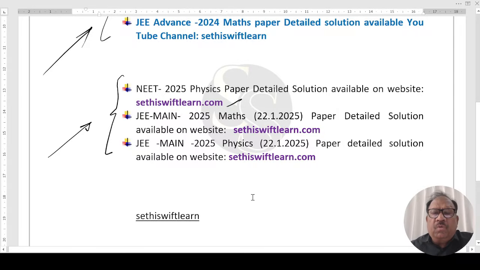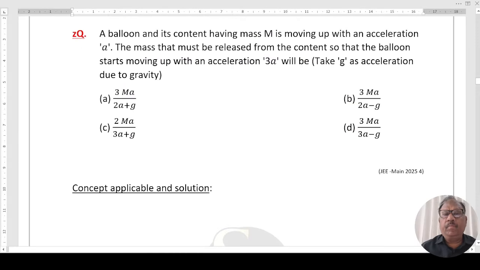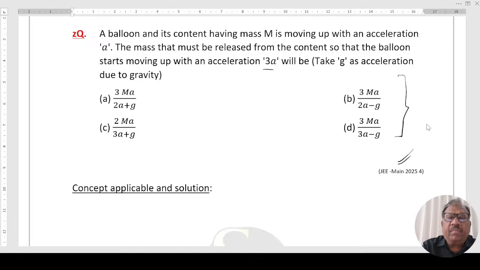Now let's start with the question. Question is, a balloon and its content having mass m is moving up with an acceleration of a. The mass that must be released from the content so that the balloon starts moving up with an acceleration 3a will be. 4 options are given to you. One of the options is correct. Question is taken from JEE Main 2025.